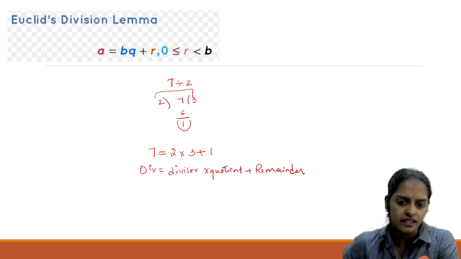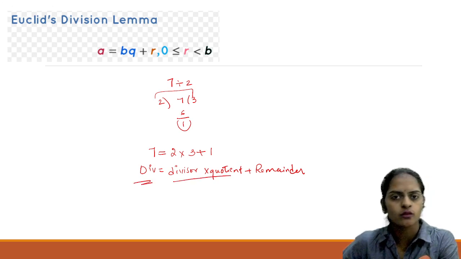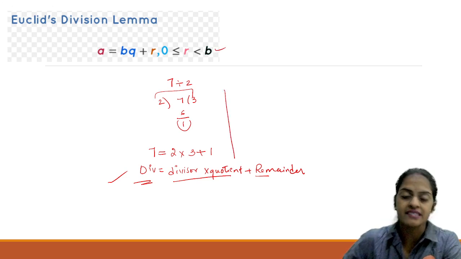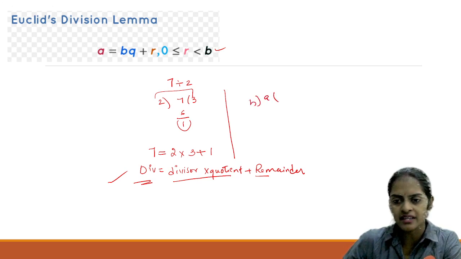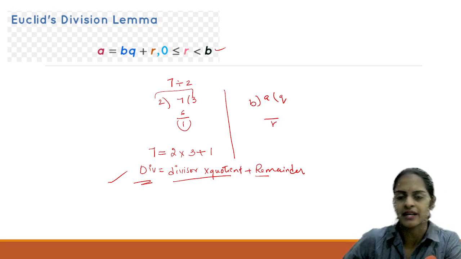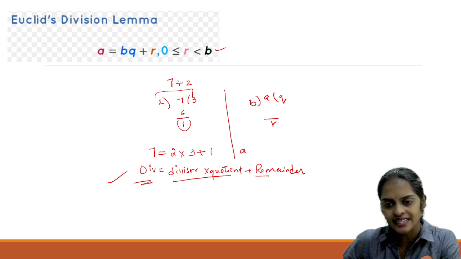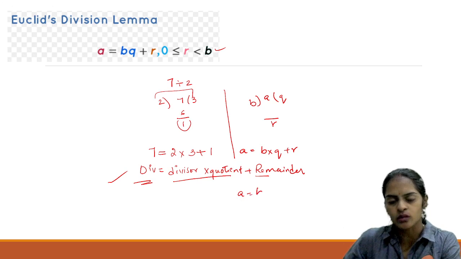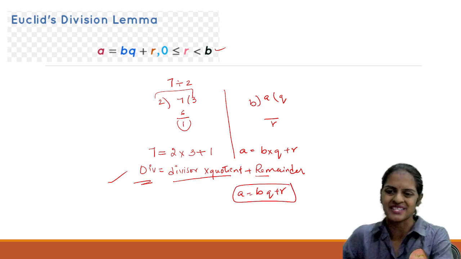So what are we doing? Dividend is equal to divisor into quotient plus the remainder. This is nothing but Euclid's division lemma. You might be wondering, but here something else is written. Then what is it? It is the same. Suppose A is a dividend, and I divide it by a number B, I get some quotient and I will have some remainder. Then in the same process, I can write A is equal to divisor into quotient plus the remainder. The same thing we are writing as A equal to BQ plus R. Got it? This is nothing but Euclid's division lemma.